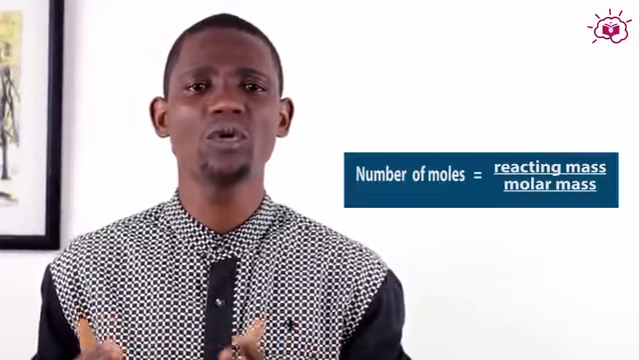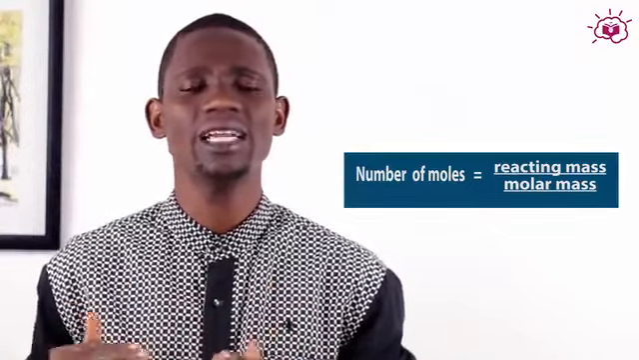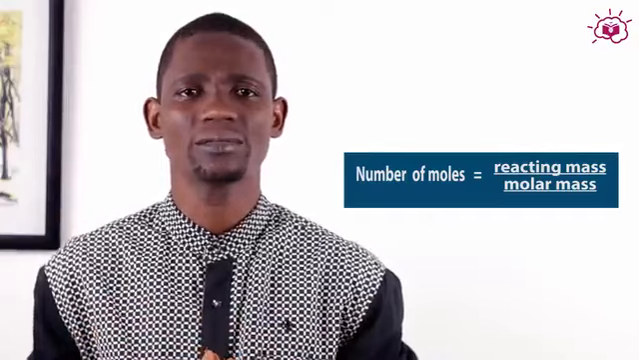In calculations, we simply say number of moles is given as reacting mass divided by molar mass. Hence, 1 mole of oxygen will contain 16 grams of oxygen, and each mole will contain, according to Avogadro's number, 6.02 times 10 raised to the power 23 atoms.